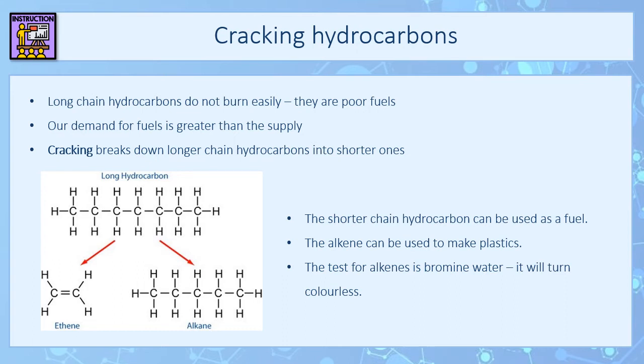If you add bromine water to a substance that contains an alkene, the bromine water will turn colourless. Be careful here, don't write clear, it's already clear. Bromine water is orange and clear, but if you add an alkene to it, it will turn colourless.